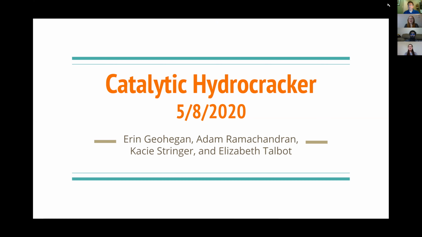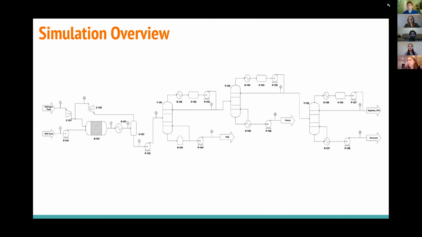My name is Erin Gahagan. I'm Adam Ramachandran. I'm Casey Stringer. I'm Elizabeth Talbot. And for this design project, we were asked to design a catalytic hydrocracker system. So we will begin with an overview of the system. This is our process flow diagram. In the next few slides, I will go into more detail of different aspects of the system.